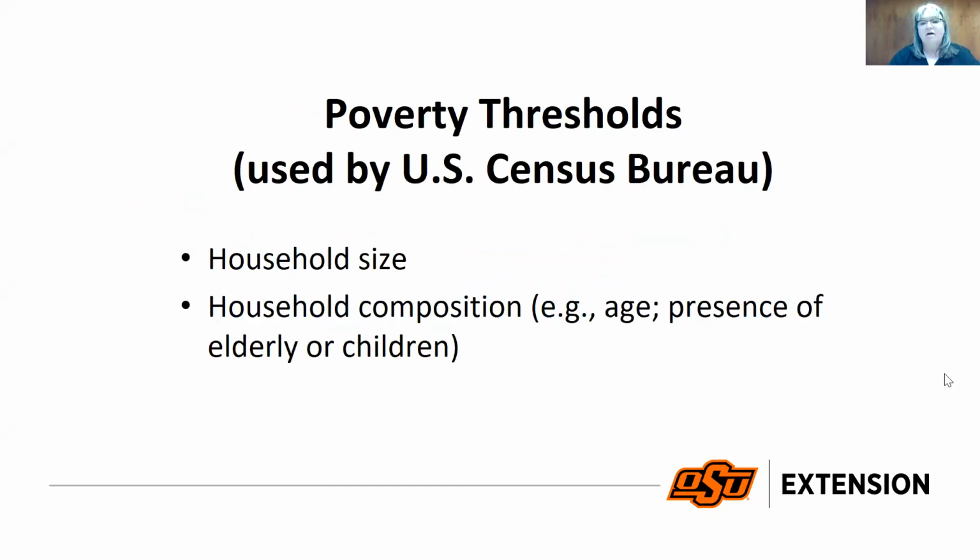So when you look at poverty thresholds, and again, that's by the U.S. Census Bureau, they're going to include household size and household composition. The total household cash is going to have income included. It's going to include cost of food and basic services, but not necessarily all of the living expenses.